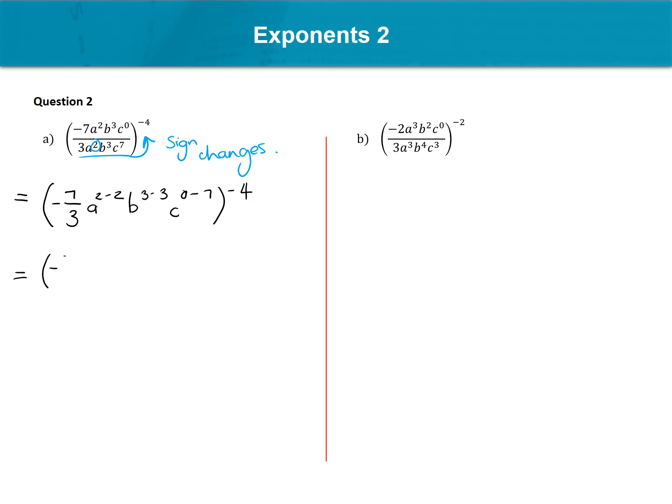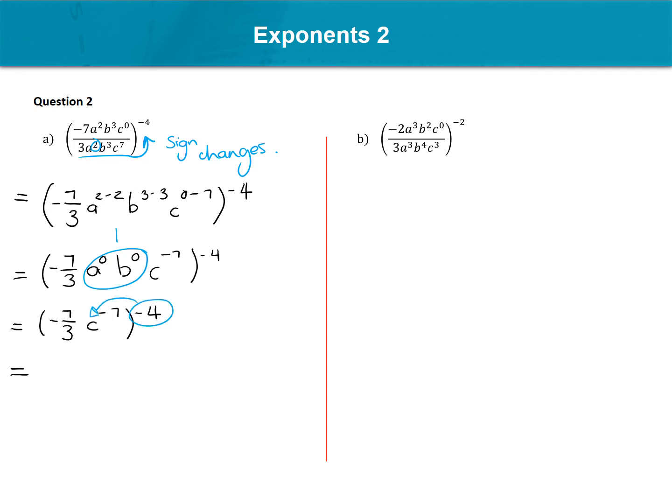So let's simplify this. Minus 7 over 3. A to the power of minus 2 minus 2 is A to the 0. Same thing will be B to the 0 because 3 minus 3 is 0. And then C to the negative 7. All raised to minus 4. We know that anything to the power of 0 is 1. So we can write minus 7 over 3 c to the minus 7 all to the power of negative 4. And that's because our a to the power of 0 and b to the power of 0 is just 1. So let's now take our power and put it into the bracket.